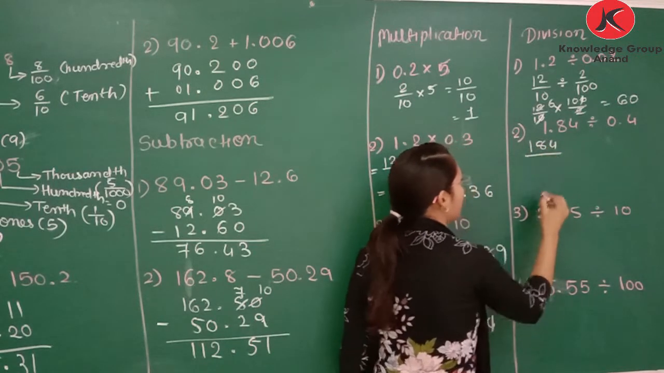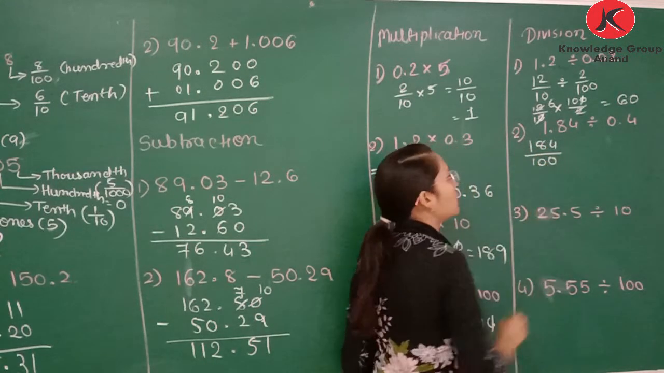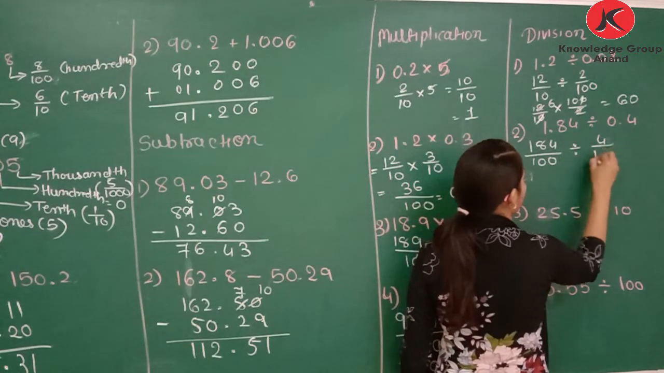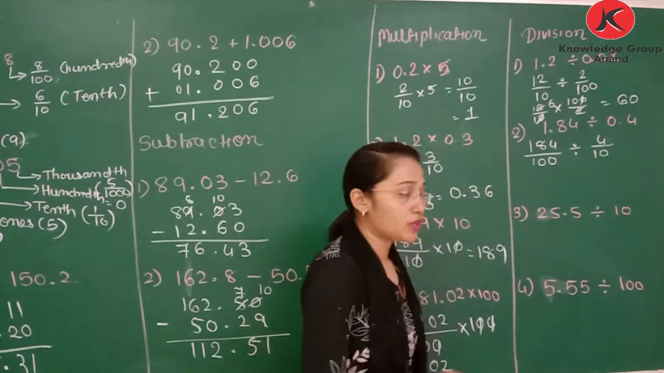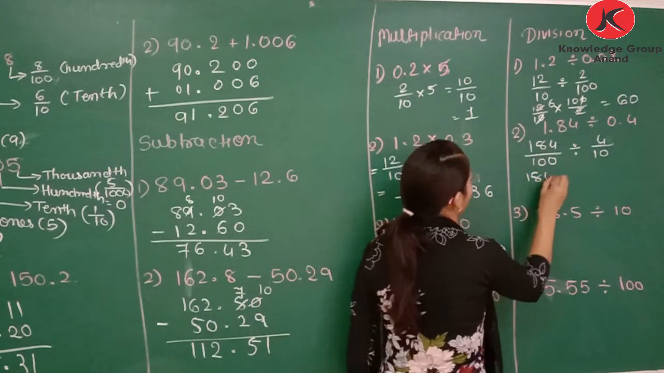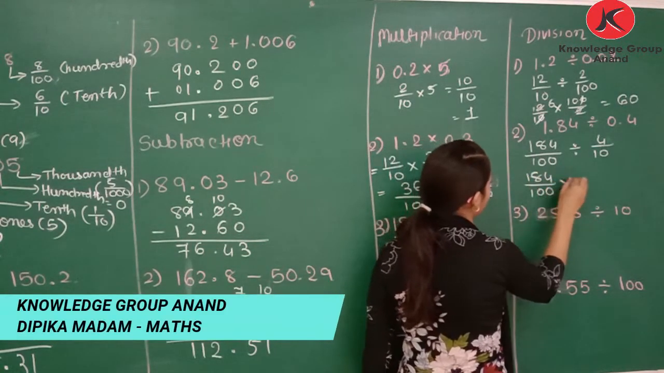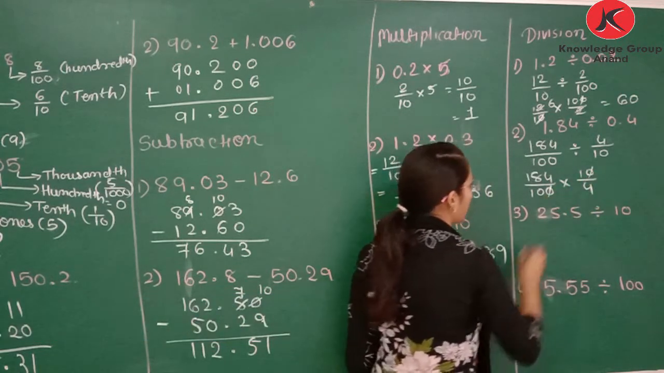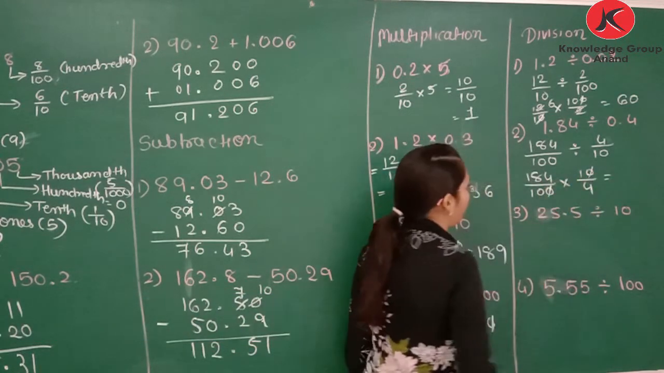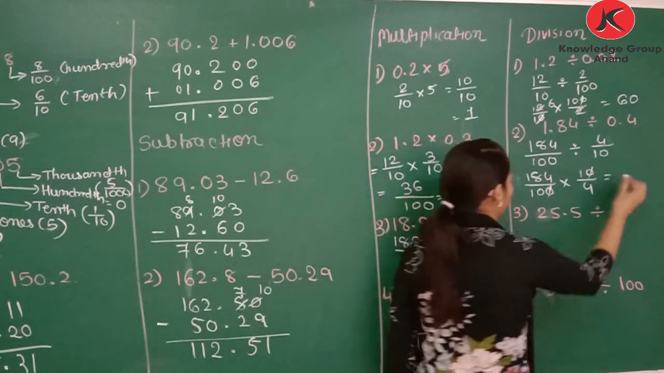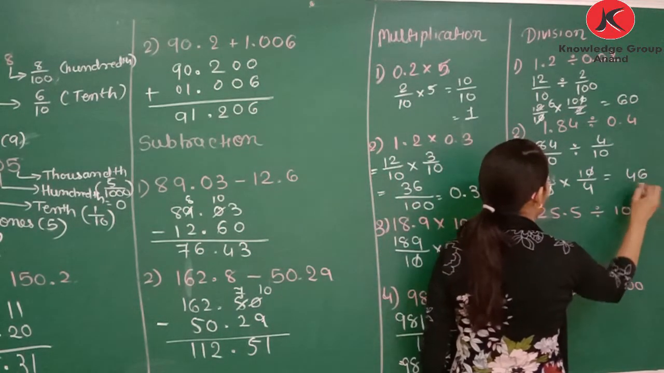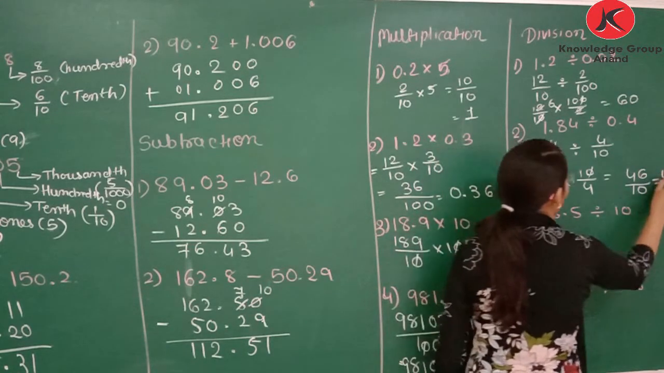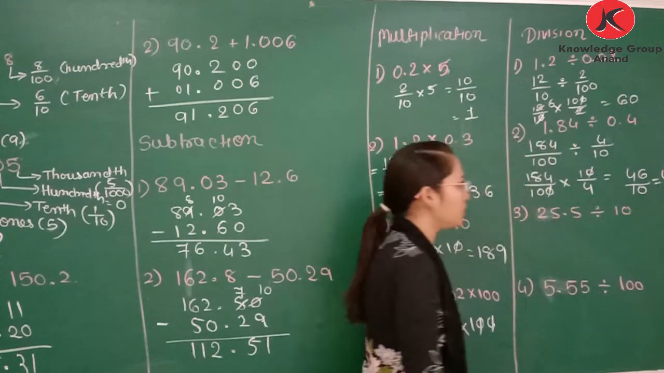1.84 can be written as 184 divide 100 divide 0.4 can be written as 4 by 10. Now convert division into multiplication. It is 10 by 4. You can cut the common factor. If you cut 184 by 4, you will get 46 by 10. So it is 4.6. Clear?